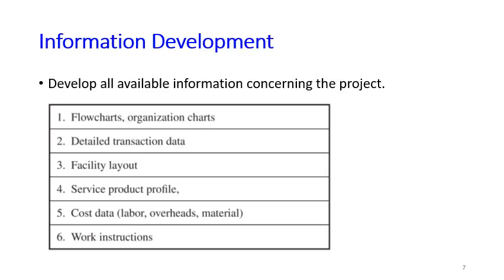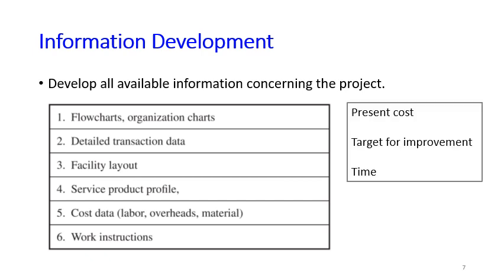The project starts by developing or collecting all available information concerning the project. For example, here are six things that the team might want to collect at the very beginning of the project. And then the team also needs to collect the data about all the present costs involved in the production, both direct costs and indirect costs.